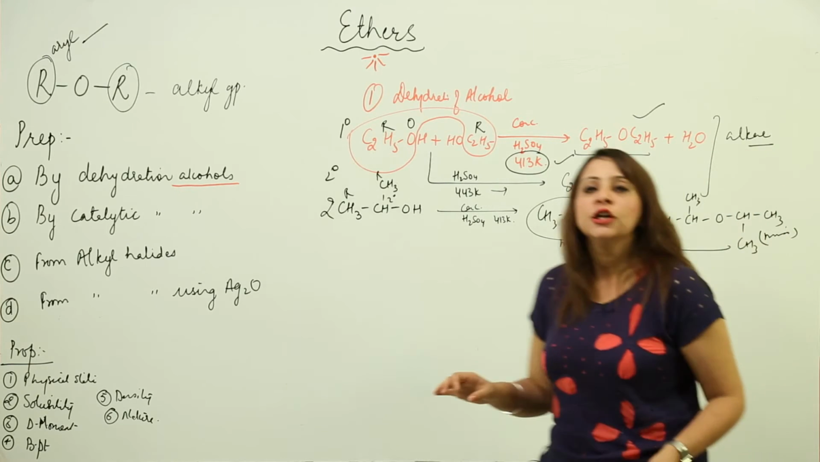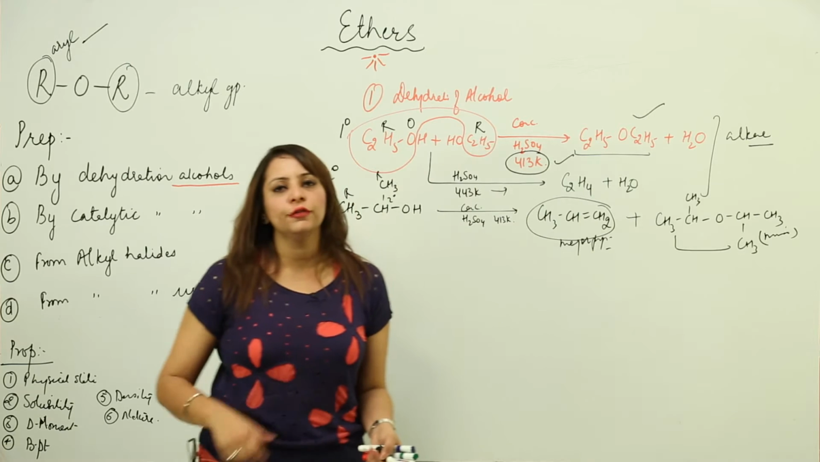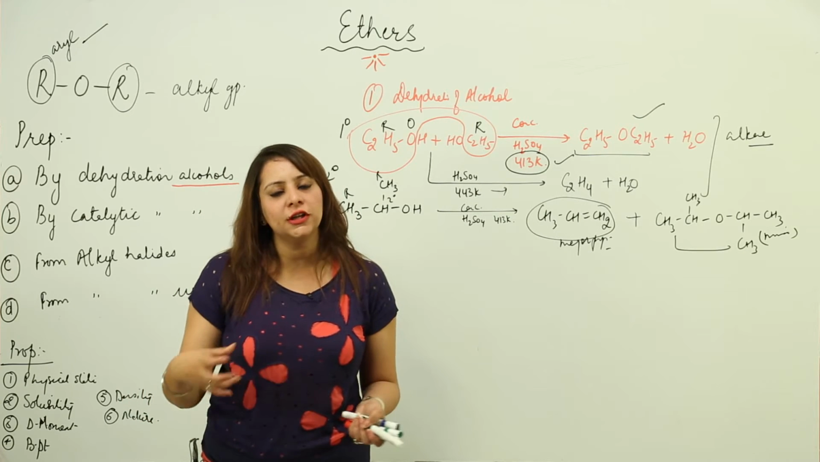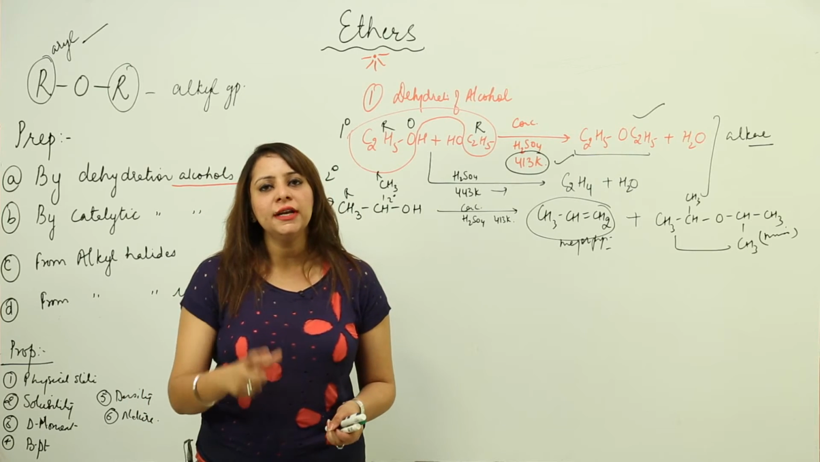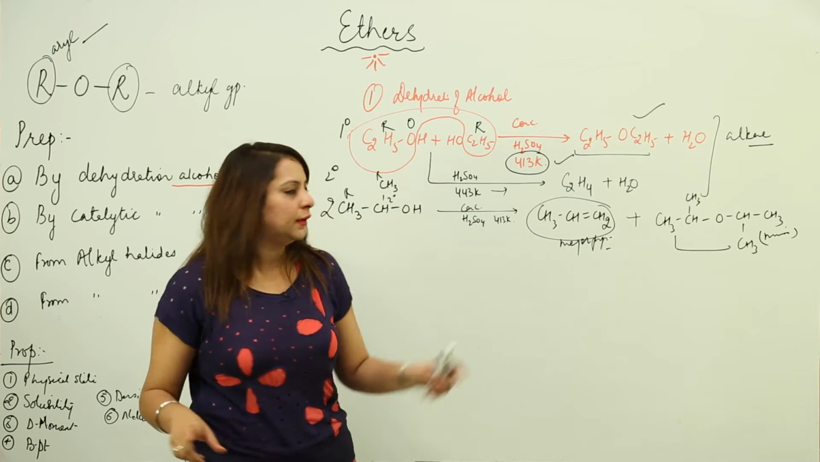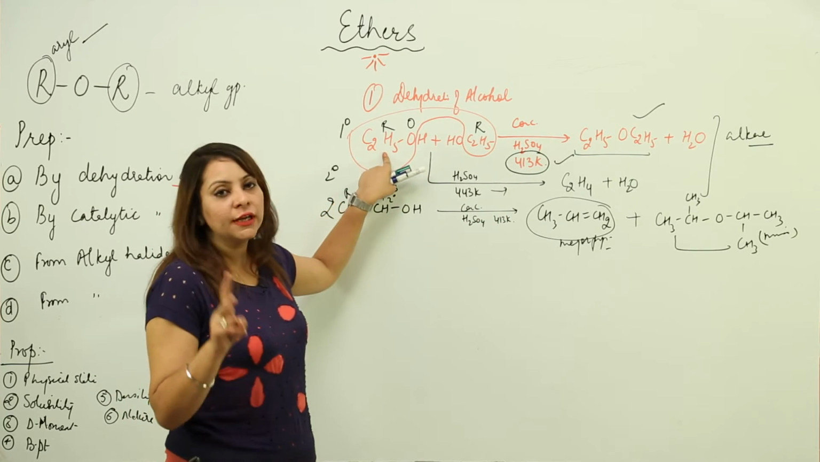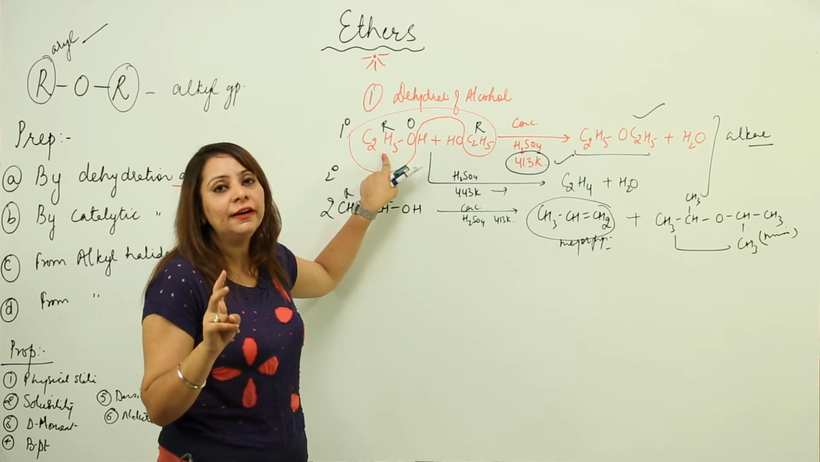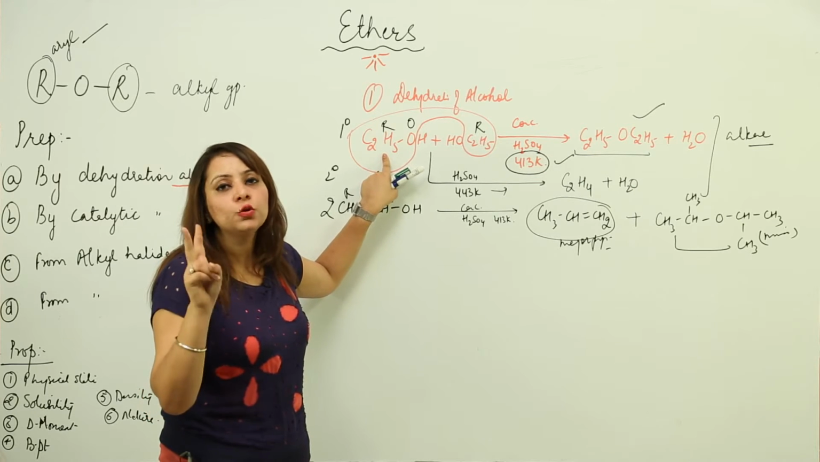So I think it's clear. If somebody asks you about dehydration of alcohol, you are going to say that if we remove water by using a dehydrating agent at a particular temperature, we may get ether. But you need to keep in mind that you need to take 2 molecules of alcohol, because ether is ROR, so you will need 2 alkyl groups.